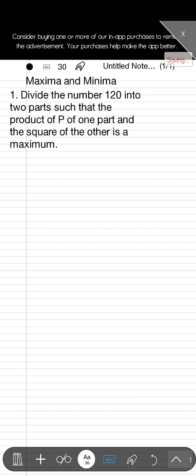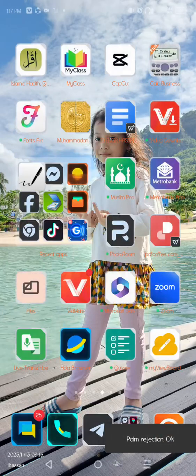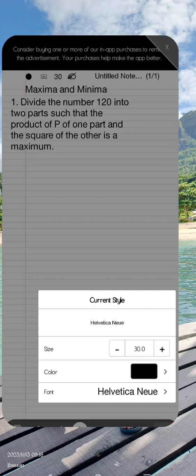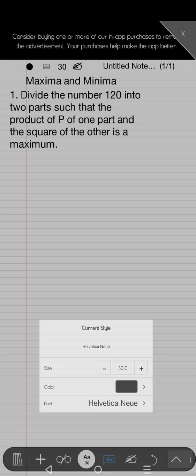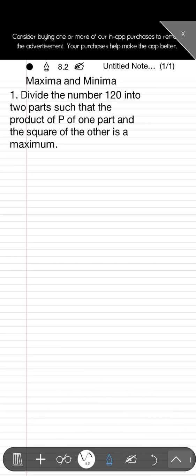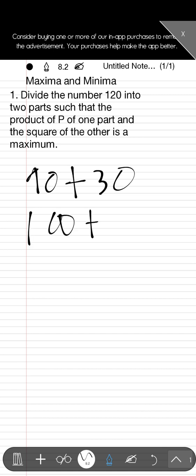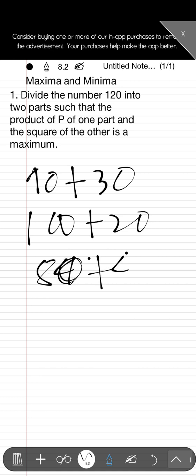So, pwede, yung number na yun. Pwede, no? Divide the number into two parts. So, pwede 90 and 30. That is 120. Pwede 80 and 40. That's still 120. 60 and 60, that's 120. And so on. So, marami yun siya.